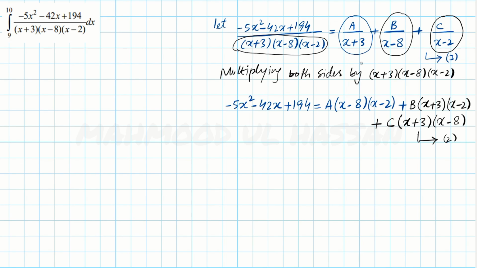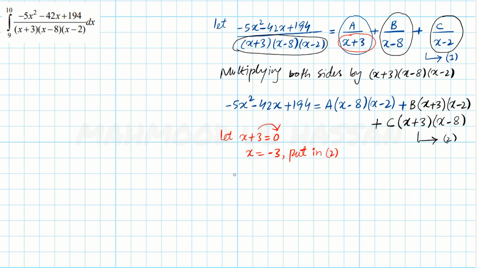So now here, in equation number 1, the denominator of the first term on the right side, that is x + 3. So we suppose that x + 3 equals 0. Just shift this 3 to the other side, so you will get x equal to -3. So you have to put this value in equation number 2. Okay, so now we are putting it in equation 2.